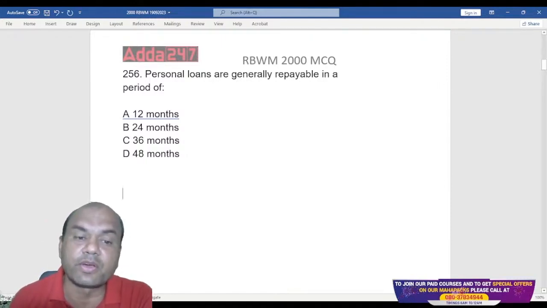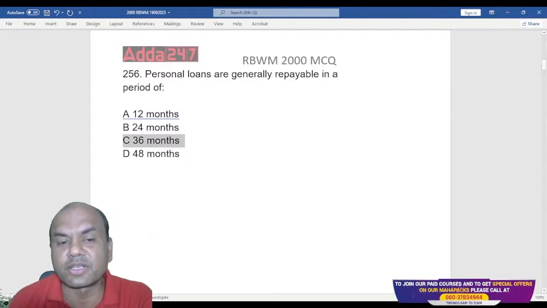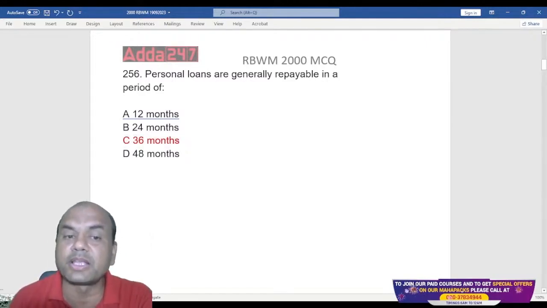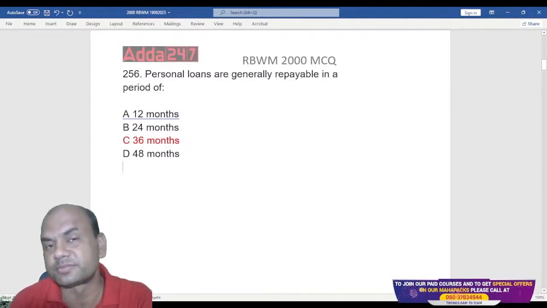But generally, 90% of banks, how long do they give these PLs? What do you say, guys? 36 months. Always remember, PLs are always given generally for 3 years.